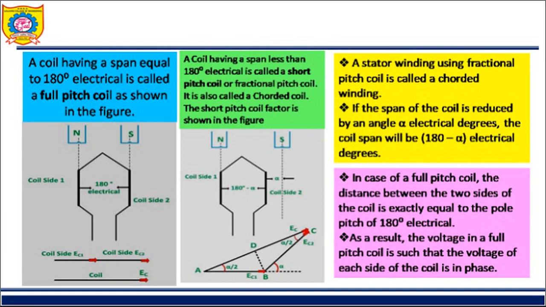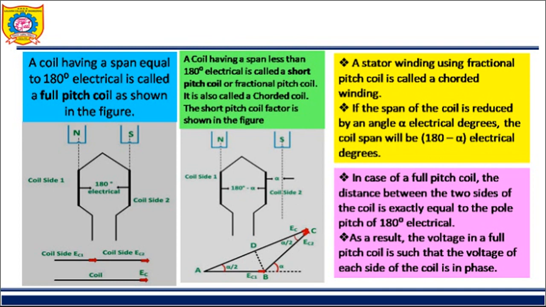When these coil sides or conductors cut the magnetic field, they induce an EMF according to Faraday's law of electromagnetic induction. So coil side 1 induces an EMF, EC1, and coil side 2 induces an EMF, EC2, and both are added. The phasor addition is done.